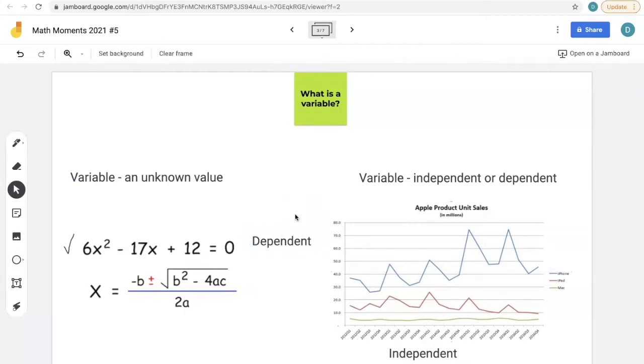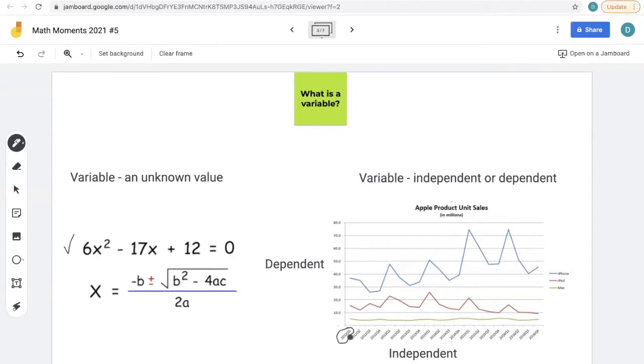That's those sales. Now, independent variables can operate on their own, basically. They don't need something else to tell them what they are. So basically, like a year is a year, right? You don't have to figure out what a year is based on some other factor. By contrast, the dependent variable is dependent on the year in this case.